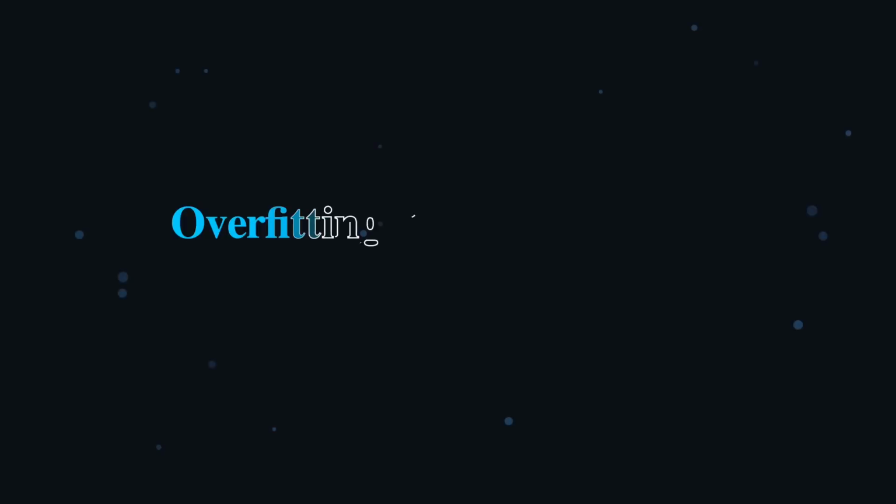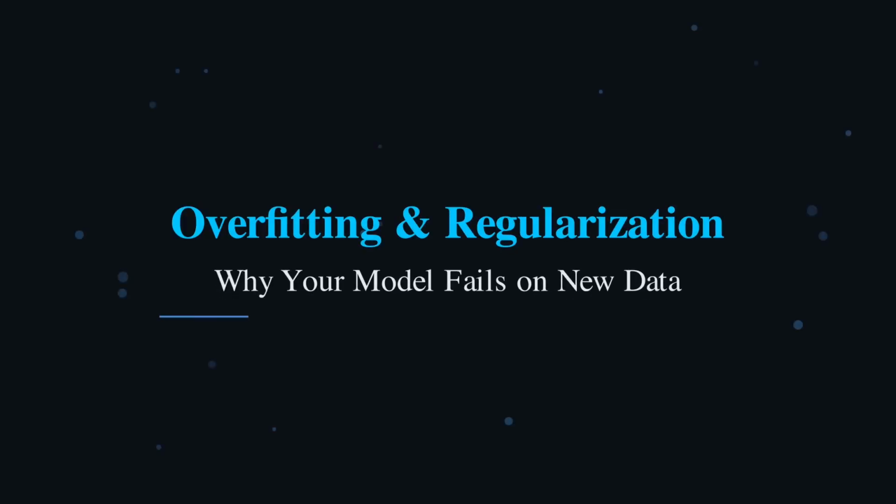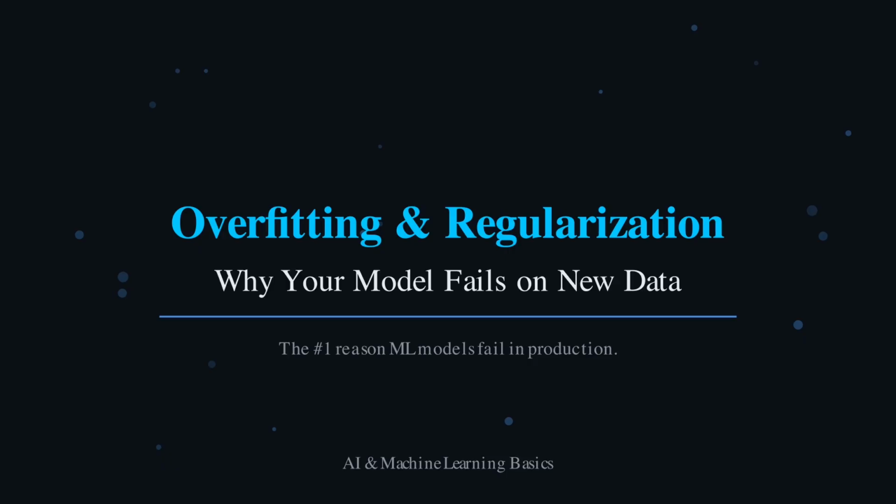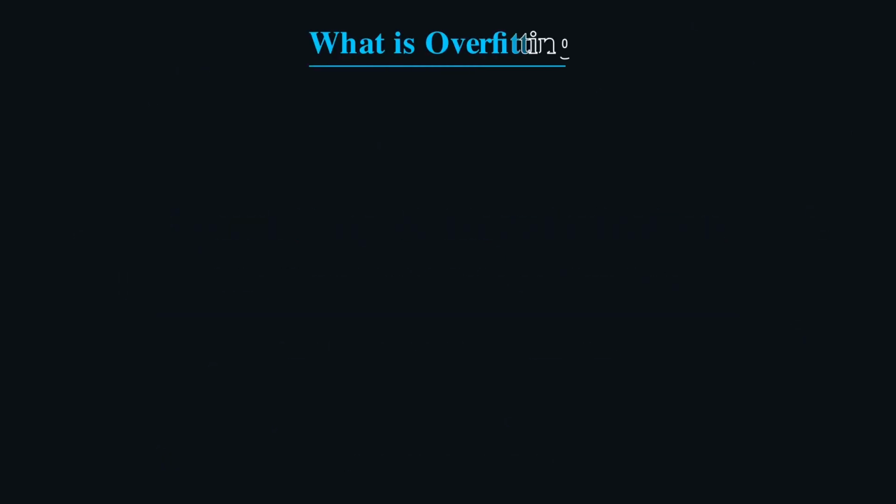Your model aces training but fails in the real world, and that's overfitting. The number one reason machine learning models fail in production. Today, we're breaking down why it happens and the 4 techniques that stop it.